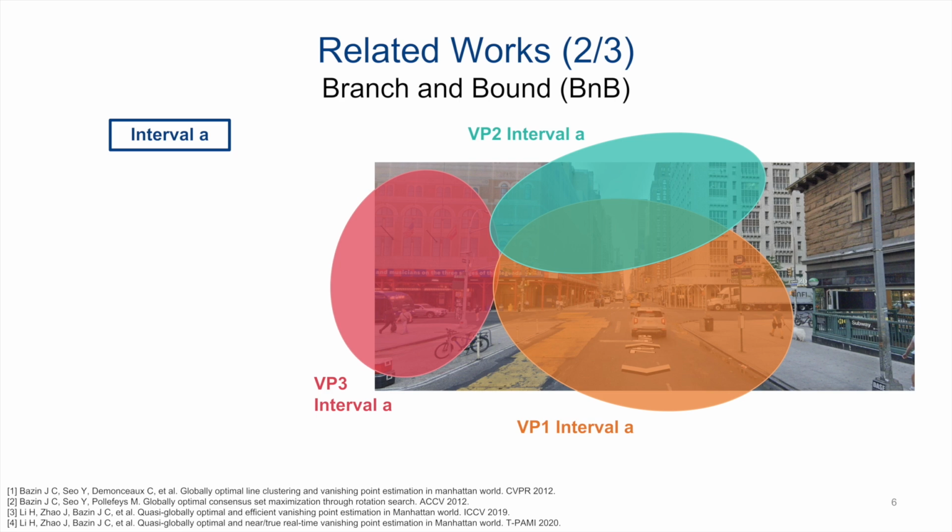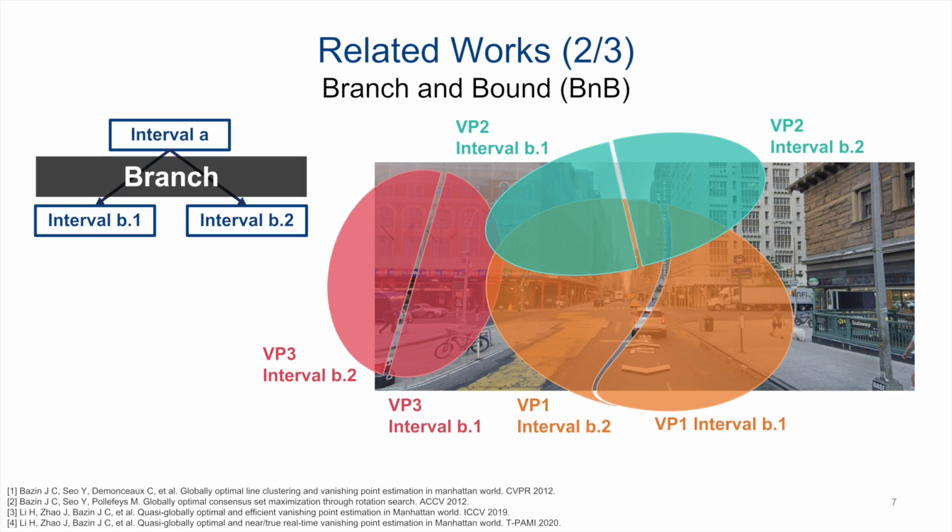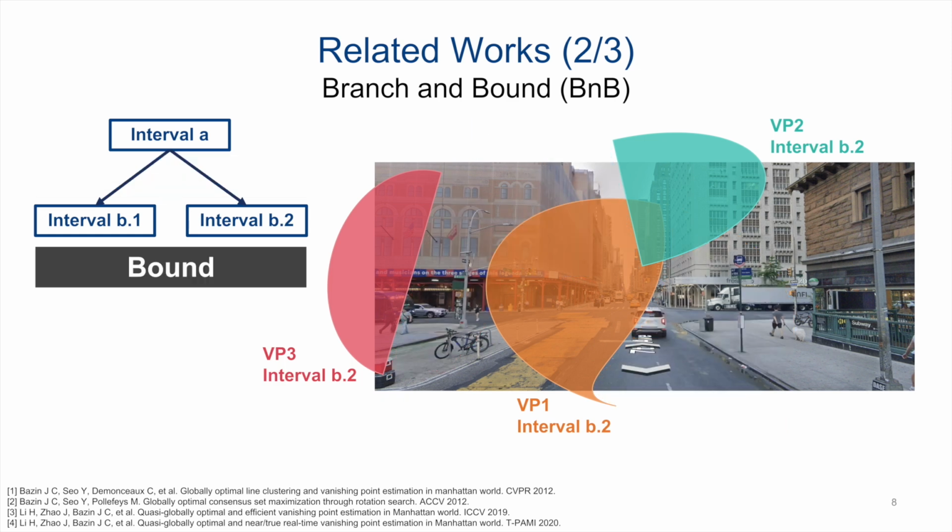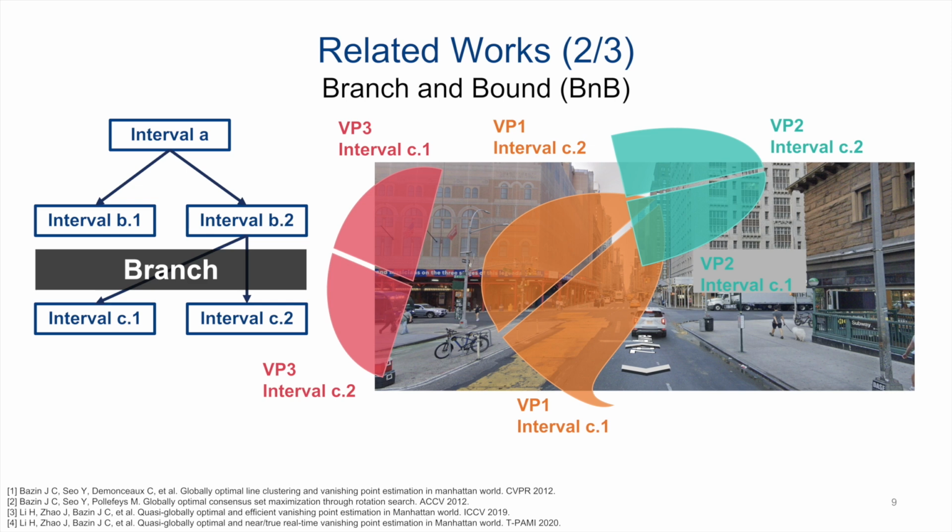To achieve global optimality, another class of methods employs branch and bound algorithms. It contains two critical steps. The first is the branching step, where the problem's feasible solution space is divided into smaller subintervals. And the second is the bounding step, where it calculates upper and lower bounds to discard the non-optimal intervals. By iteratively applying the above two steps, BnB gradually reduces the solution space until the global optimum is found.